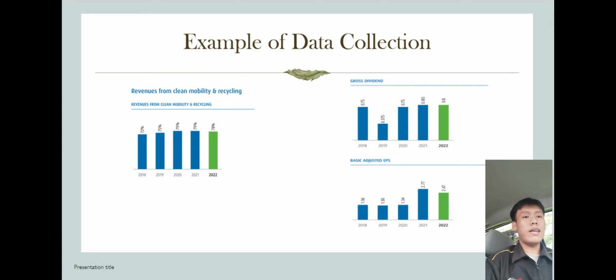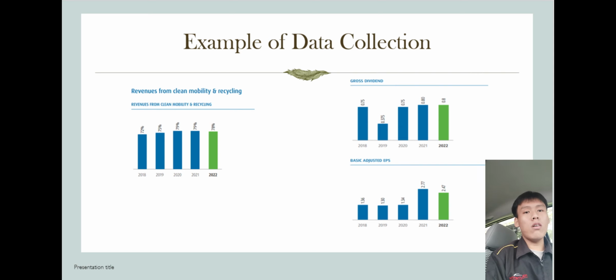So the next is the example of data collection. In this slide, as you can see, it has some data: revenue from clean mobility and recycling, gross dividend, and basic adjusted EPS. In the data of revenue from clean mobility and recycling, the trace revenue in 2020 is 72%, but in 2022 the data slightly increased to 78%. This shows that Umicore's business is not losing money.